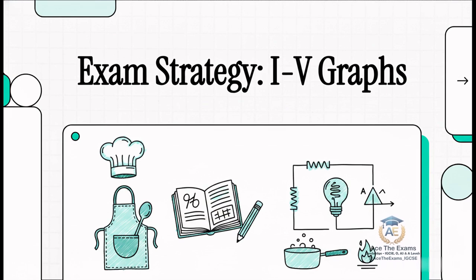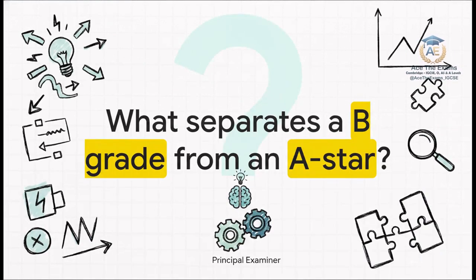We aren't just guessing here. We'll be looking directly at what senior examiners and subject specialists actually demand from top-tier candidates. So let's dive into the material and start cooking up that perfect response. It's a fascinating question, isn't it? What actually separates a solid B grade from an outstanding top-of-the-class A star in physics?